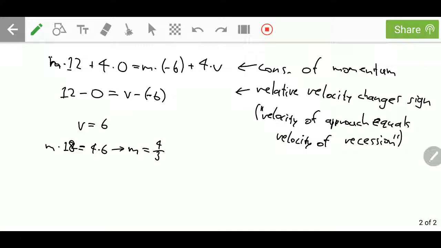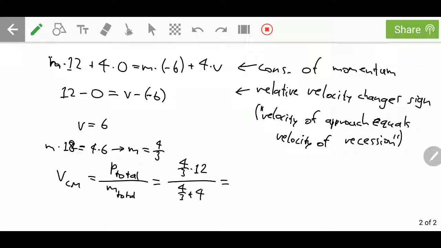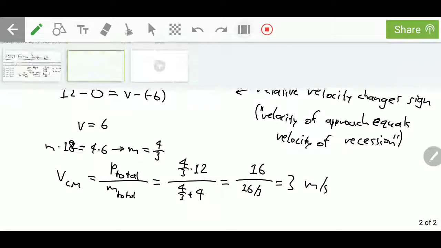And so, now what is the velocity of the center of mass before the collision, or at any time really? That will be the total momentum divided by the total mass. We can just calculate that before the collision, so it will be 4/3 times 12 divided by the total mass, 4/3 plus 4. And so that is equal to 16 divided by 16/3, so that will be 3, and since we were working all in SI units, it's 3 meters per second.